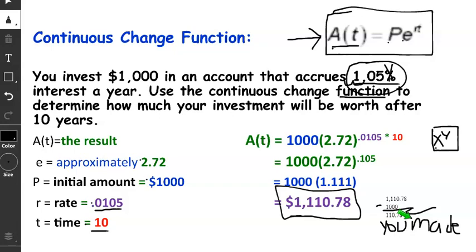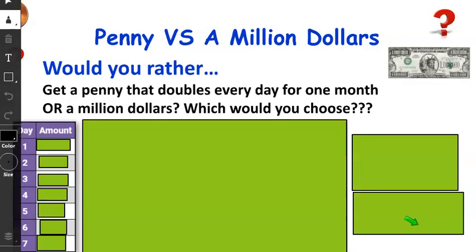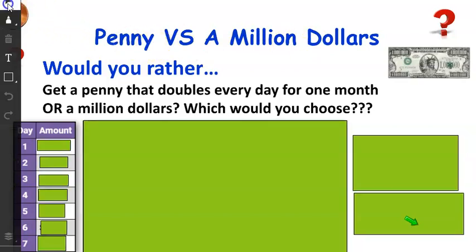Okay, now I just want to share one thing with you. This is actually in the lesson, but I really like this. The penny versus the $1 million debate. Which one's better? Would you rather get a penny that doubles every day for 1 month or $1 million?